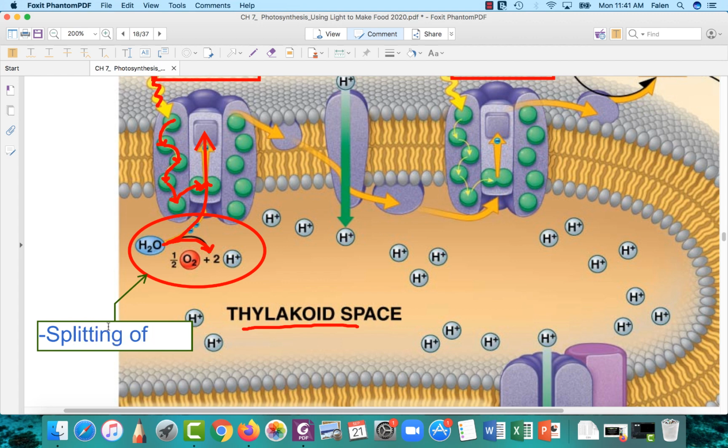Splitting of H2O is where we get our electrons. This is the source of electrons for photosynthesis.